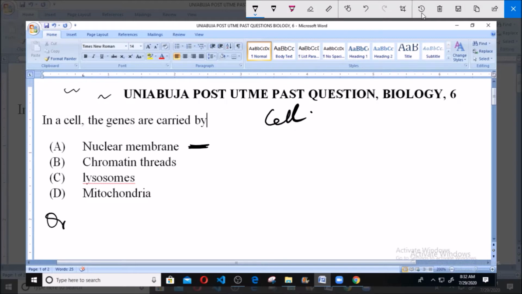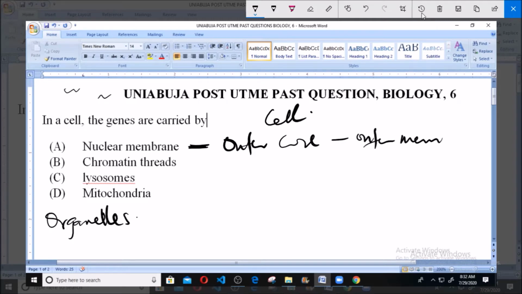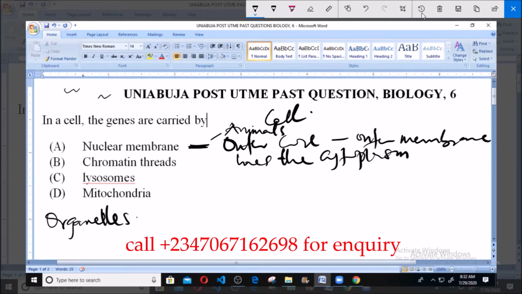All these are called organelles of a cell. They are referred to as organelles of the cell. Now, the nuclear membrane is simply that outer membrane that lines the cytoplasm. It is mostly found in plant cells. This nuclear membrane prevents mixing of the contents of a particular cell with the contents of another cell.